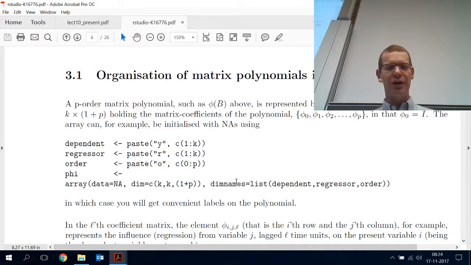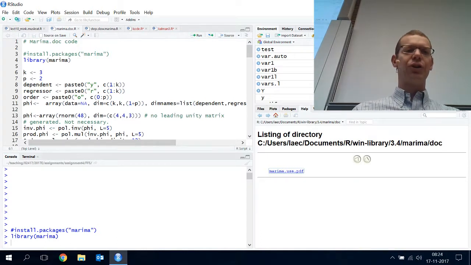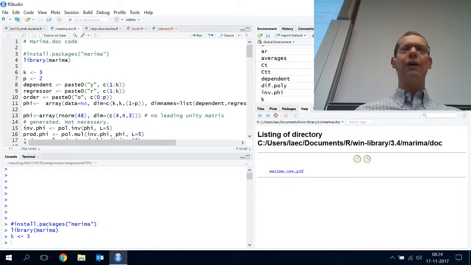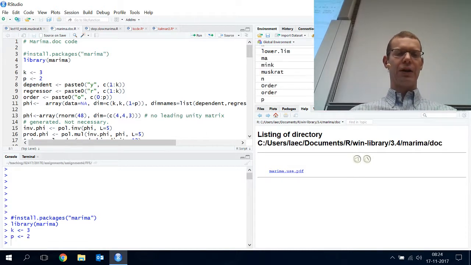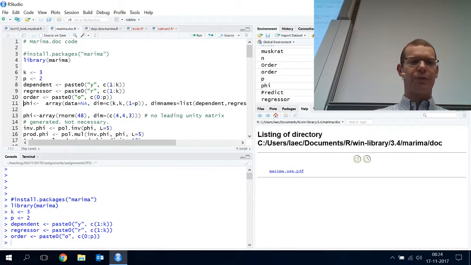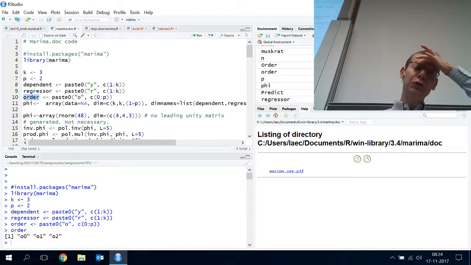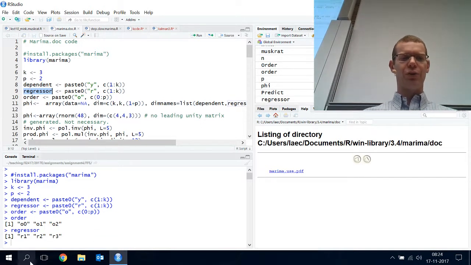So the rest here is just naming. I think I did copy this. Yes. So if I have a three-dimensional system, k equals 3, and I want to make something that is an AR2 process, for instance, then I have dependent variables and regressors. Let me just create it first. These are just names that I want to use, so the 0 order, first order, and second order lag. The regressors are just so that I have the names here.